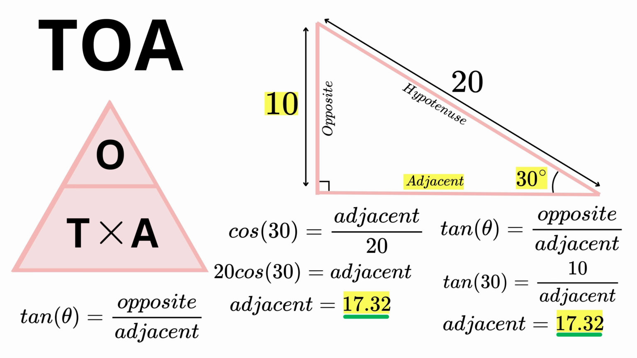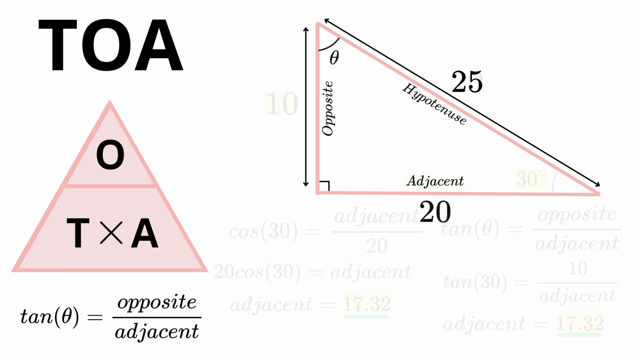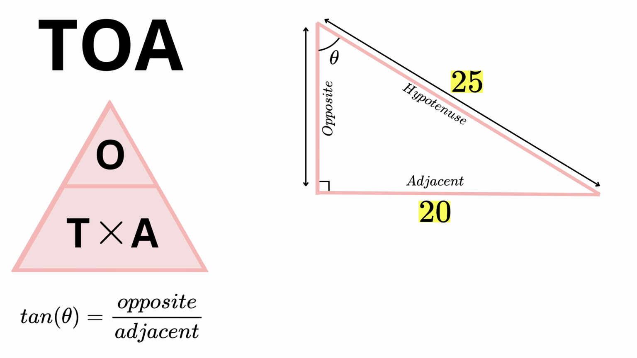So in this situation, we could use either to work out the length of the adjacent, but often you'll only be given either the opposite or the hypotenuse to work out the adjacent, and that will force you to use either cos or tan in that situation. But let's change some of the lengths and the location of the given angle. We now have one side length of 25 meters, and another of 20, and an unknown angle.